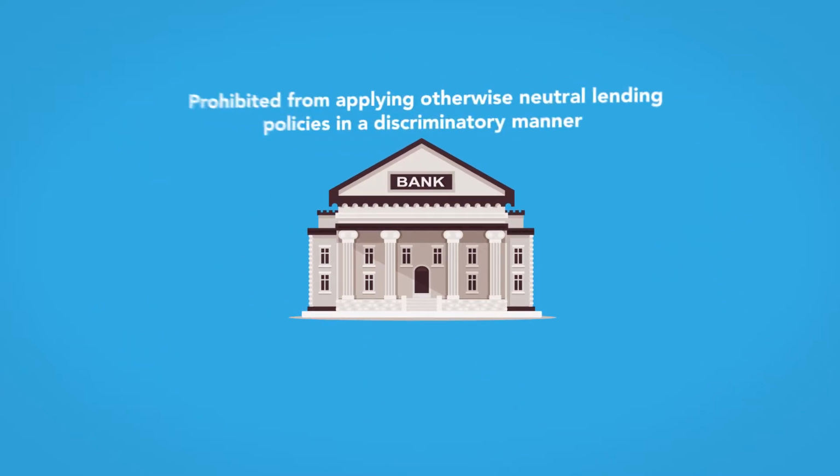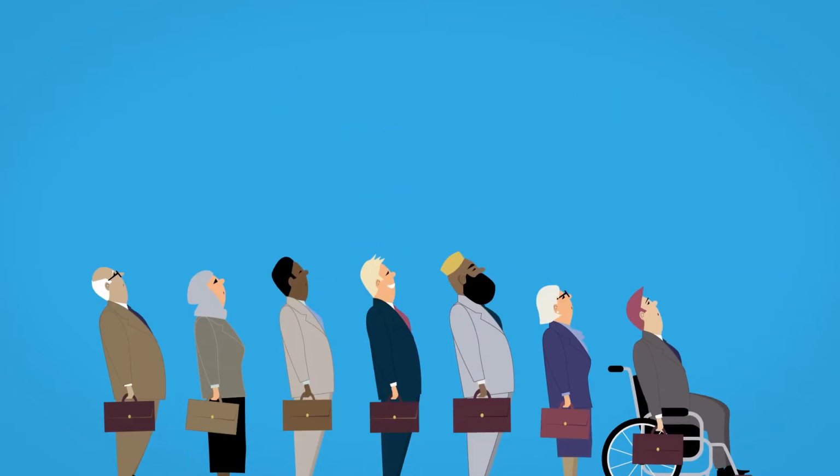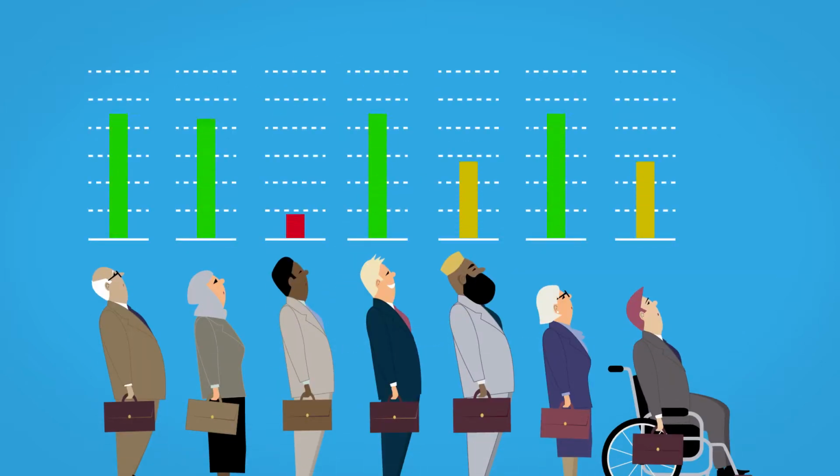Mortgagees are also prohibited from applying otherwise neutral lending policies in a discriminatory manner. Discriminatory intent is not necessary. Rather, discrimination exists by nature of the disproportional impact a policy has on a protected class of borrowers when there is insufficient justification for the policy.